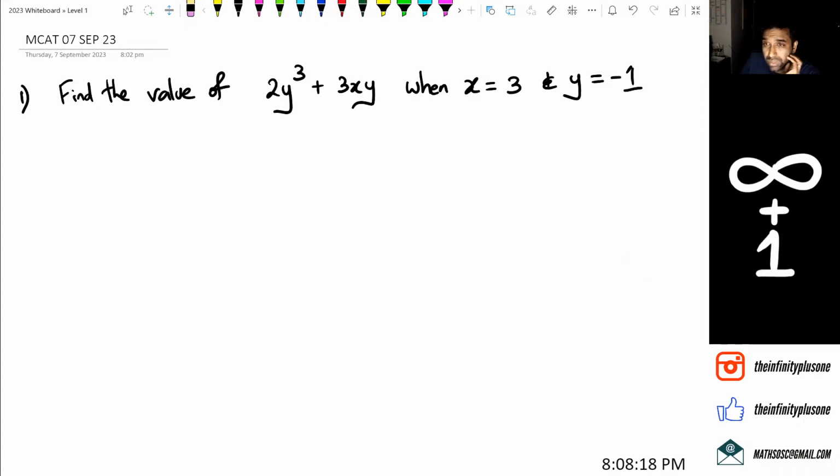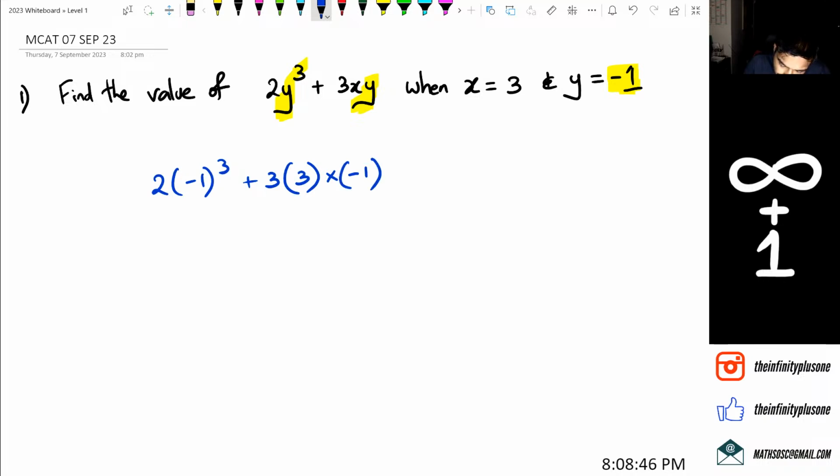Anyway, 8:08, we're going to go through the first answer here. So we've got 2y cubed. I can see that we've got quite a few different answers, but let's find out. So y is equal to -1, so we have to replace both of those things there with -1. So we get 2 times -1 to the power of 3, plus 3 times 3 times -1. Now -1 to the power of 3 is equal to -1, so we get 2 times -1 plus 9 times -1, which is equal to -9. So we get -2 minus 9, which is equal to -11.